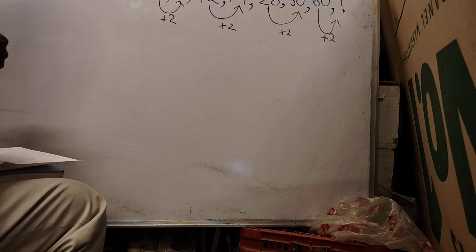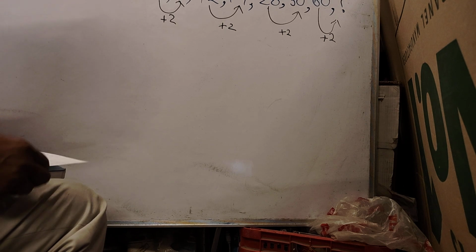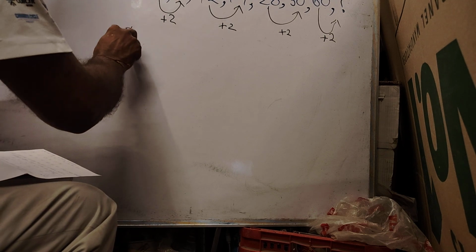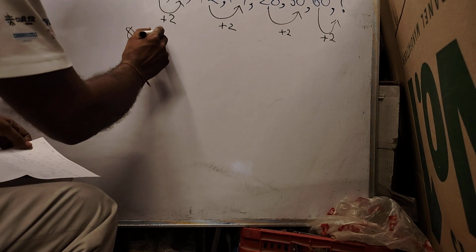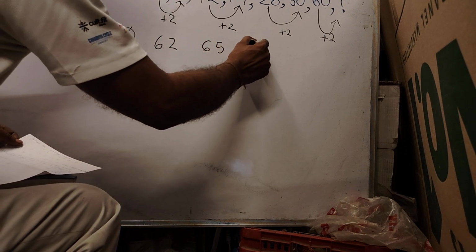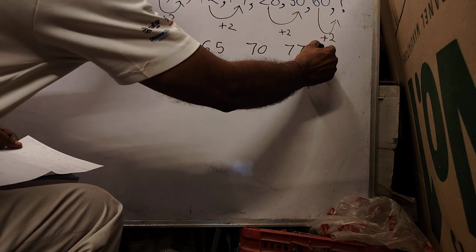Next number series. Come to the next number series. The next number series is 62, 65, 70, 77, 86, and then question mark.